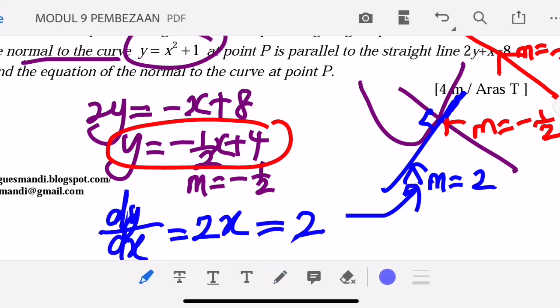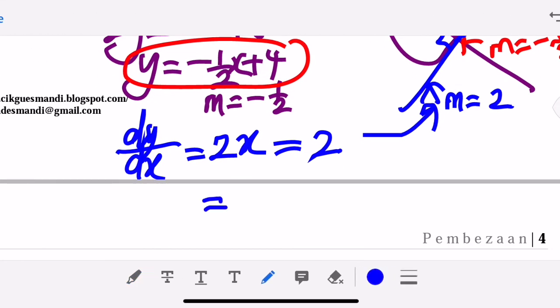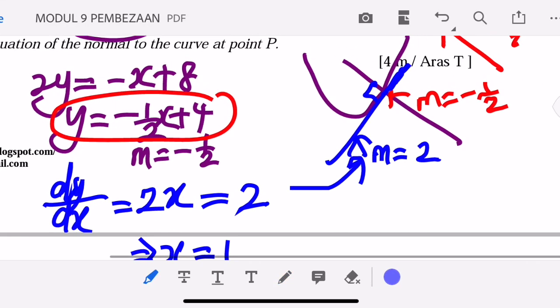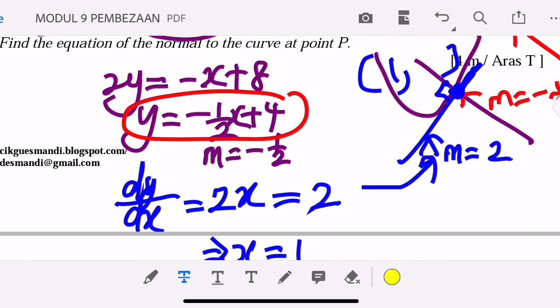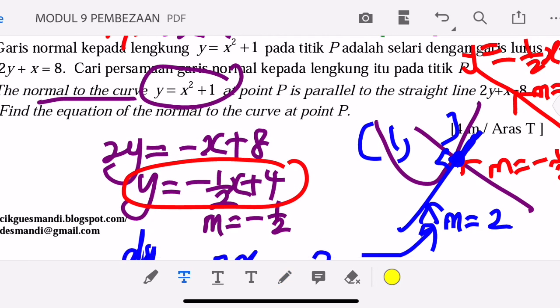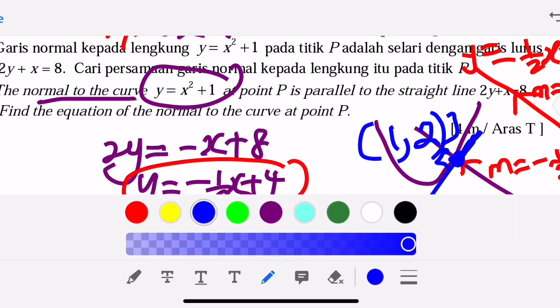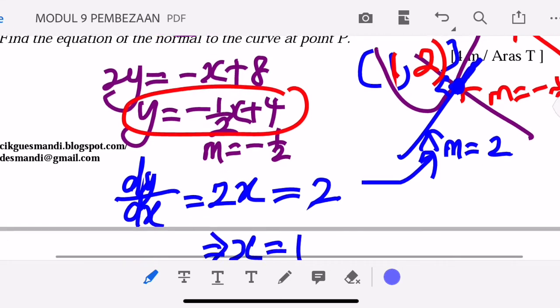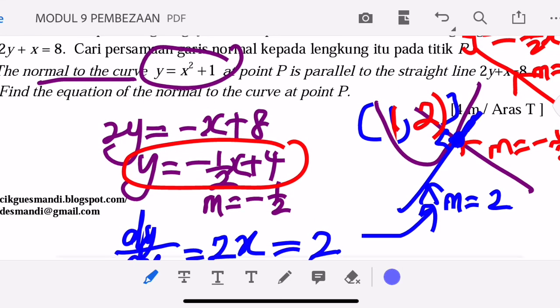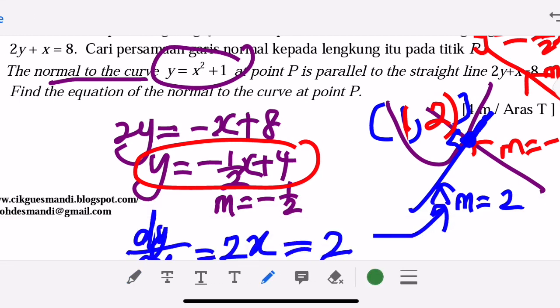So when you have x equal to 1, you can get the point here. This point, x is 1. And how to find the y? You have to substitute into the curve. 1 plus 1 is 2, right? So that is the point, (1, 2). Now the question is asking you to form the equation of the normal at the point P.